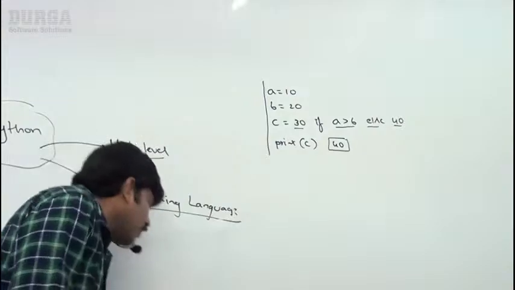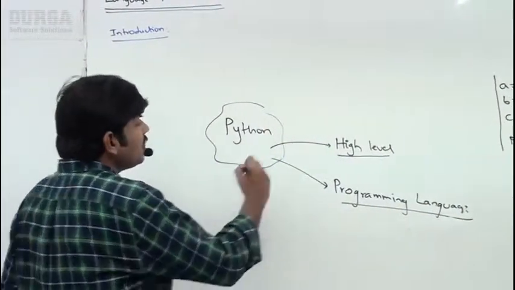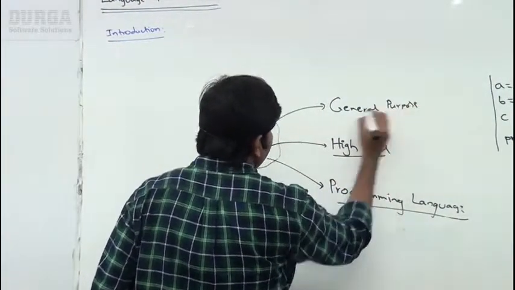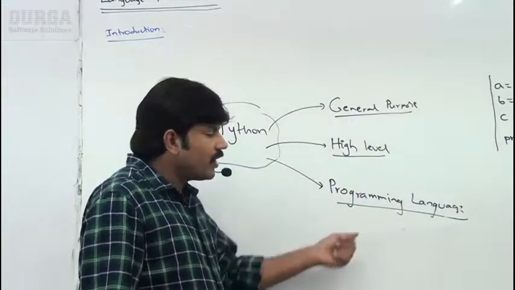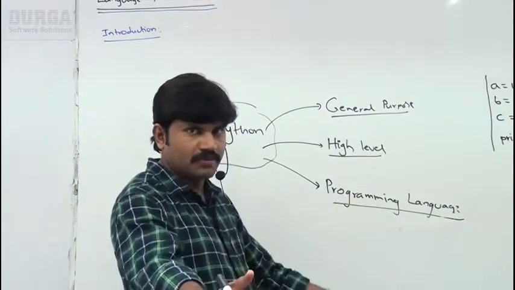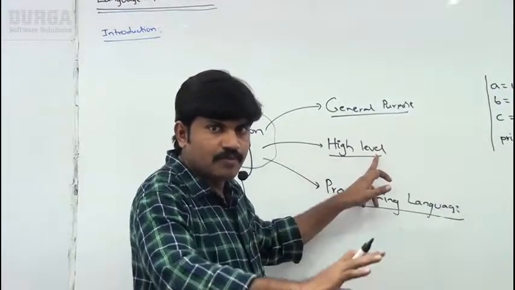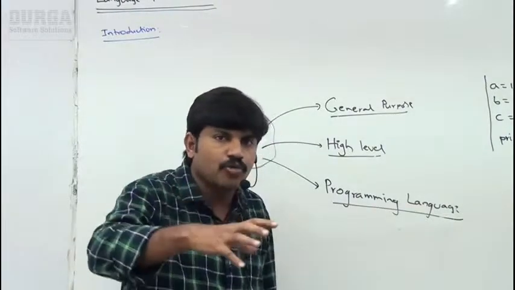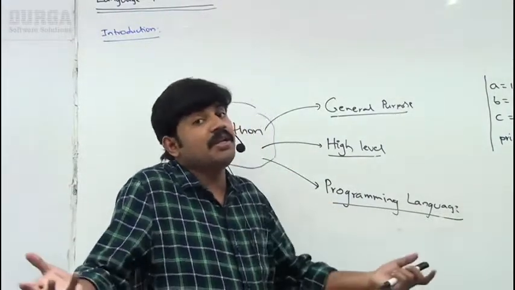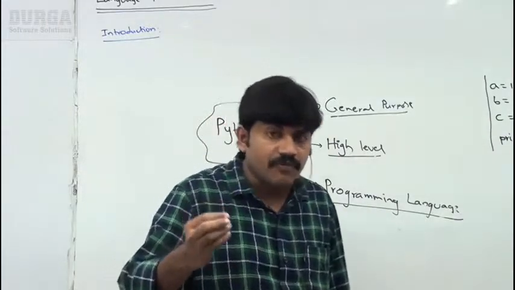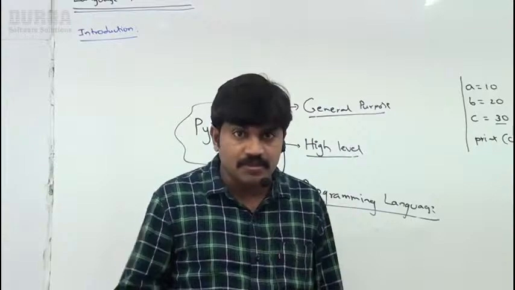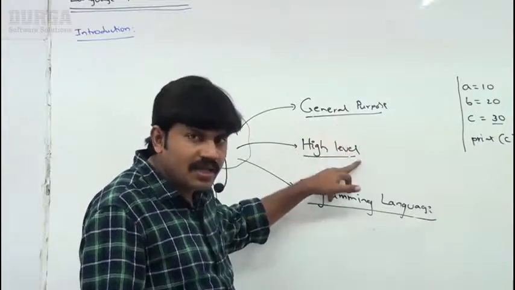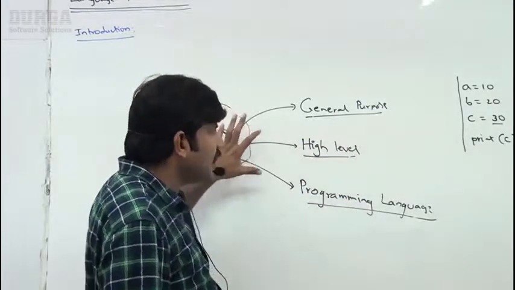Okay, one more thing, observe that carefully, sir. It is a general purpose high-level programming language. So what is the meaning of programming language? Which can be used to develop programs. Next, high level means programmer friendly. General purpose means Python is not specific to a particular area. Happily you can use it for any type of application, right? Desktop applications, web applications, data science applications, machine learning applications, everywhere you can happily use it. It is a general purpose high-level programming language, and that itself is Python.